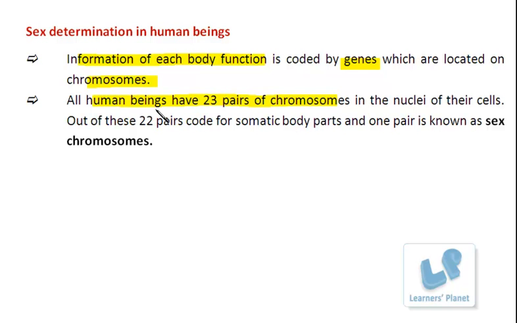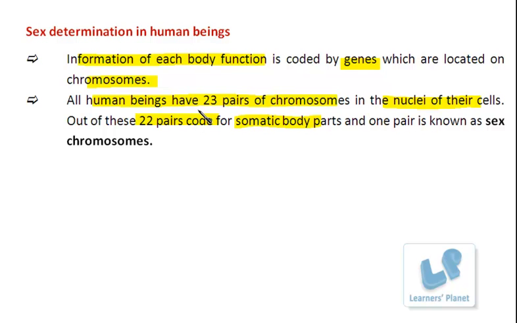You must be knowing that in higher organisms, the chromosomes are not present just as a single set. See how the reproduction takes place here. It is by sexual reproduction, right? So one set of chromosomes is provided by the ovum, and the second set is provided by the sperm. When the sperm and ovum fuse together, they form these chromosomes in pairs. So overall there are 23 pairs of chromosomes in the nucleus of their cells, right? Out of these 23 pairs, 22 pairs code for the somatic parts of our body. That means the general body structure and general body functions are coded by these 22 pairs of chromosomes.